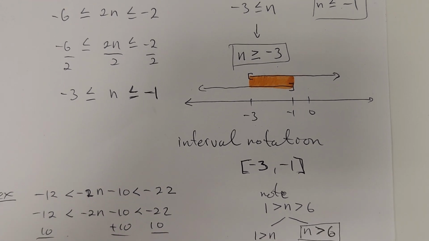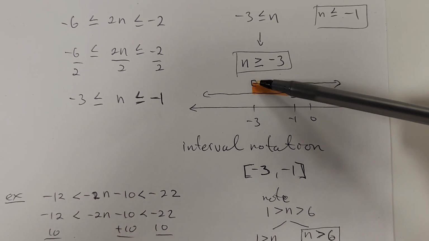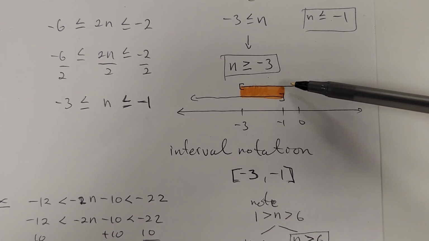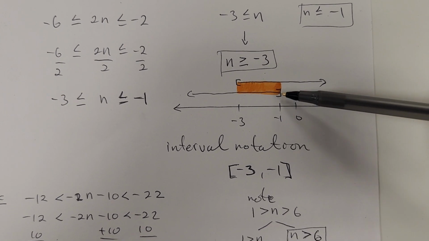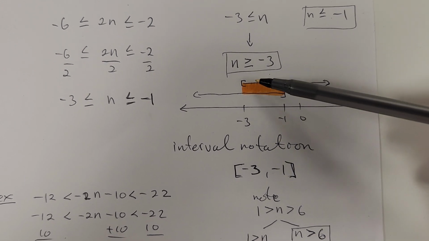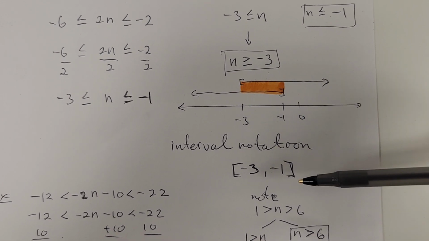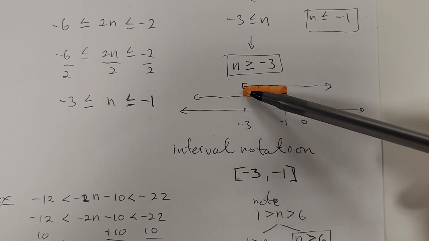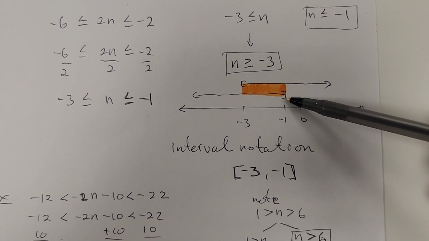Next, as you notice, there is an overlap right here. The overlap is from negative 3 to negative 1, so that is my answer. If there is an overlap, wherever there is an overlap, that will be my answer, which is from negative 3 to negative 1.